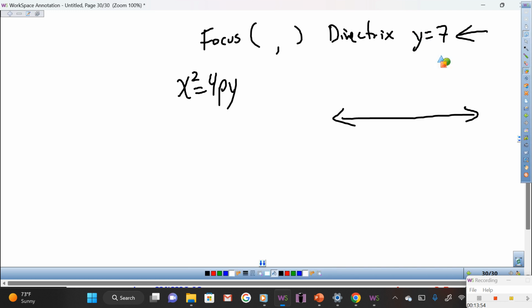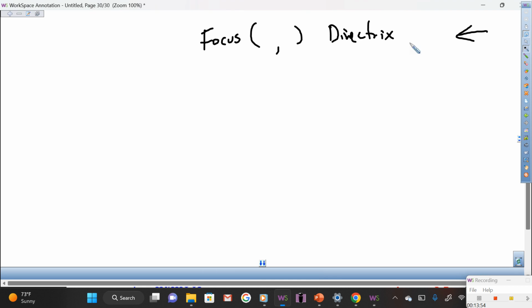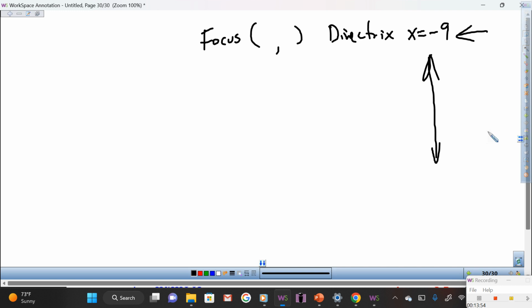However, if they say directrix is x equals negative 9, what kind of line is that? That opens which way? Up and down. So that means my parabola is going to go from side to side. So what equation do we use? Y squared equals 4px.